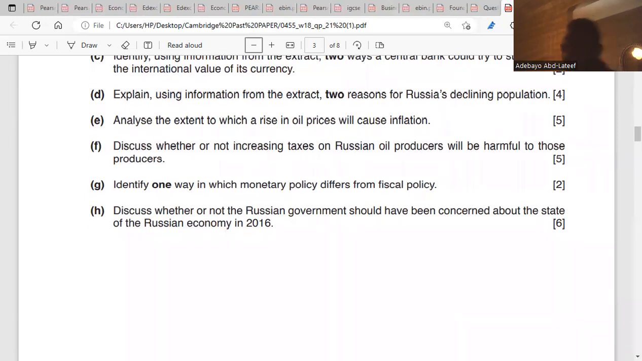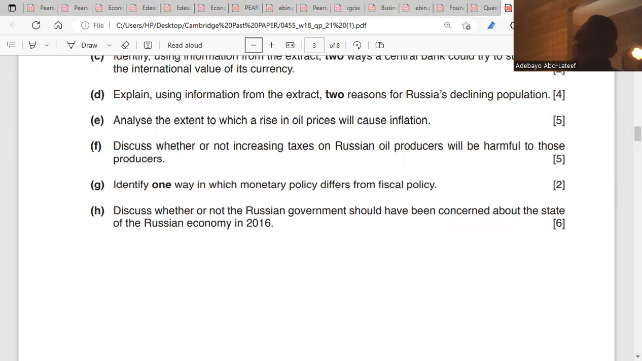They said discuss whether or not increasing taxes on the Russian oil producers will be harmful to those producers. Increasing taxes on Russian oil will be harmful to the producers. Why? Because already the Russian producers are struggling to make profits, and now you are increasing taxes.